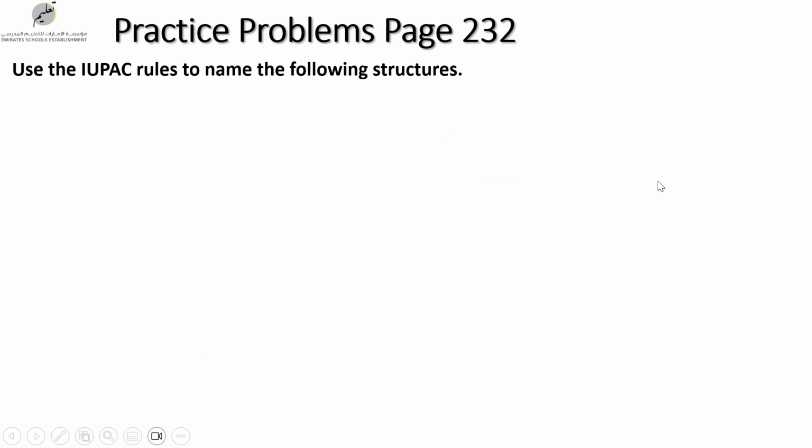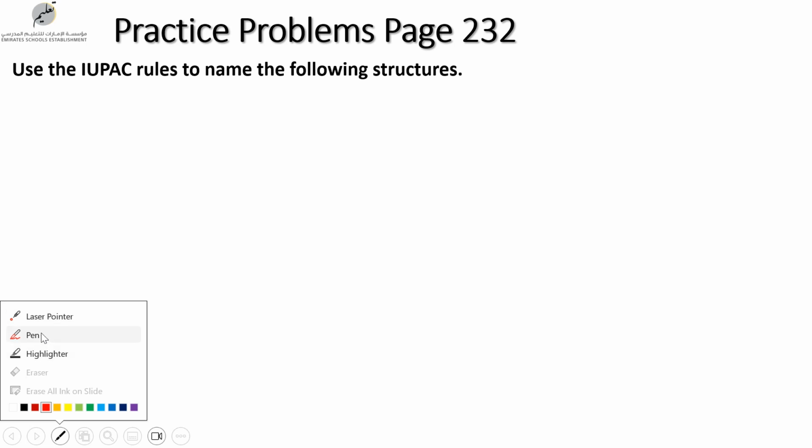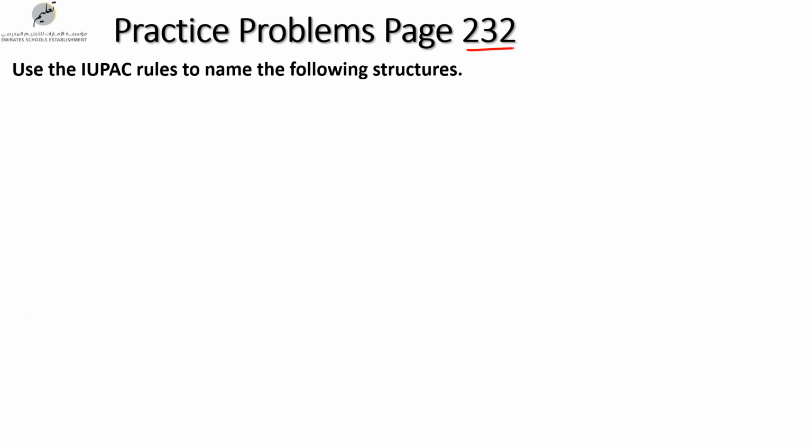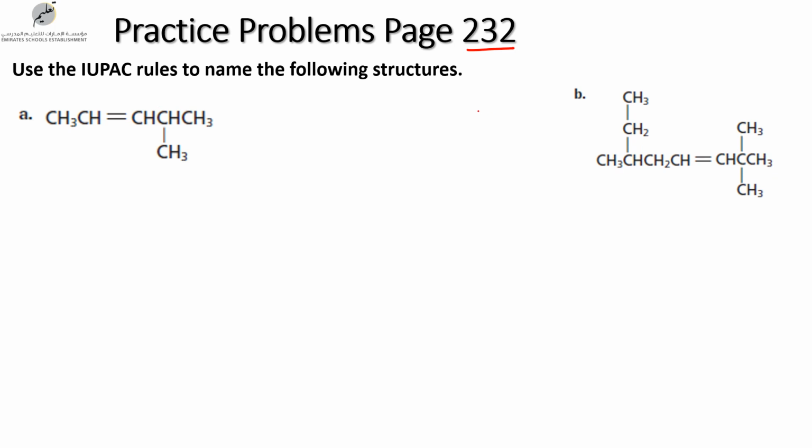All right. So use the IUPAC rules to name the following structures. These are the problems that you have on page 232 in your book. This is the first structure, and this is the second structure. So let's do this one first. Before you watch this part, please try them on your own and then come back and watch the video. So stop the video now and come back when you finish.